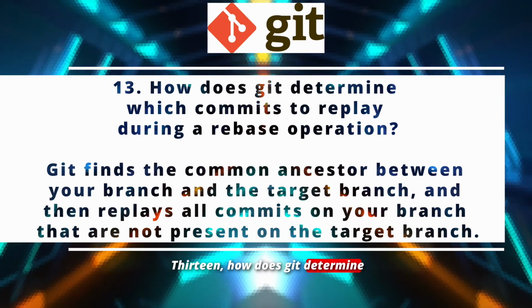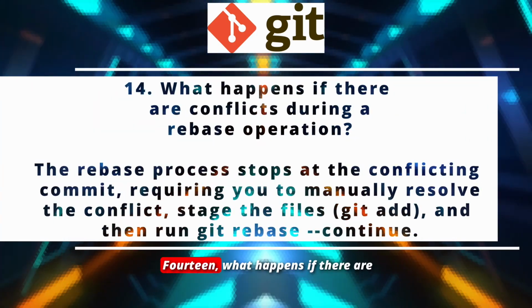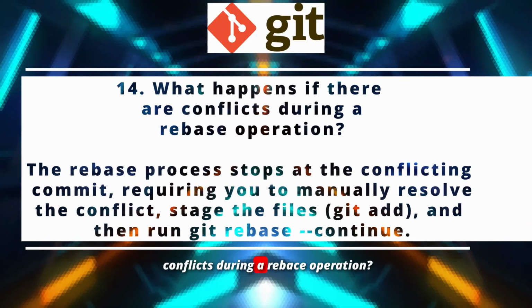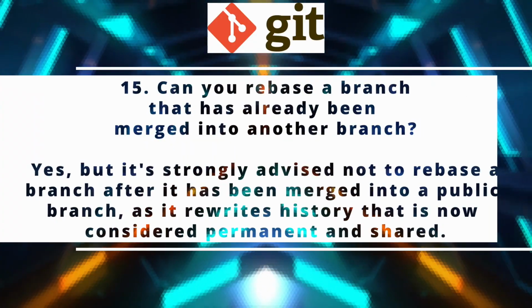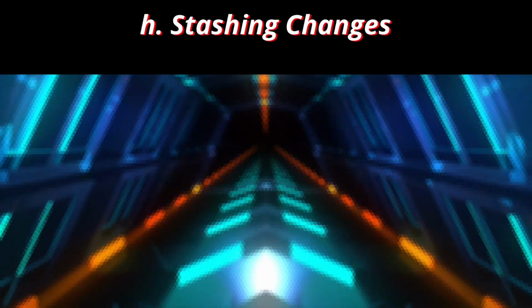13. How does Git determine which commits to replay during a rebase operation? 14. What happens if there are conflicts during a rebase operation? 15. Can you rebase a branch that has already been merged into another branch?